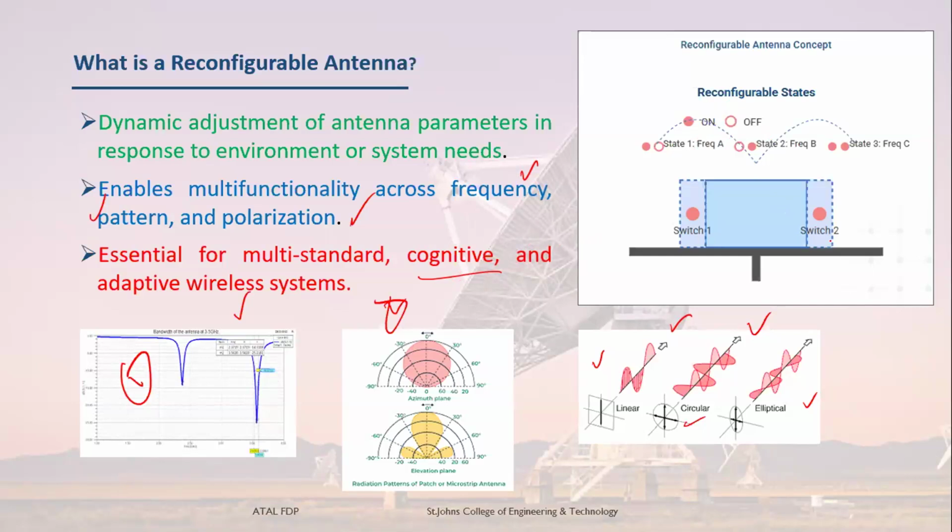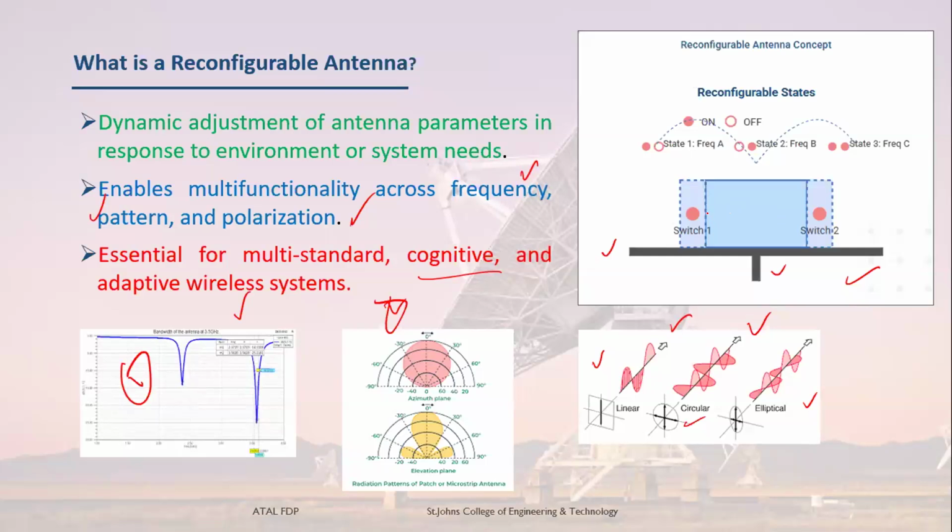This is a general structure which I have shown. This is my feed. Feed is the place where we give the signal to the antenna. This is the side view. This is the patch. Let us assume, but it is a general concept, don't think that the switches are placed here.